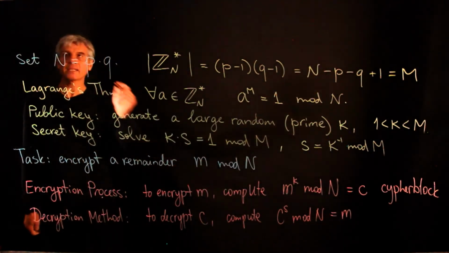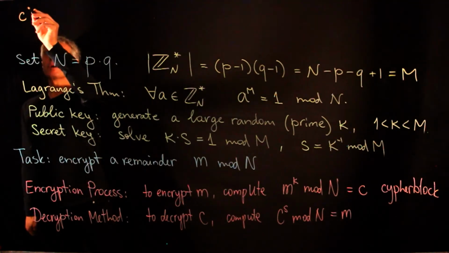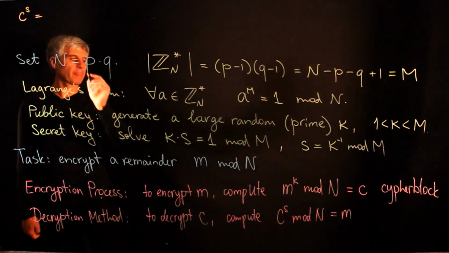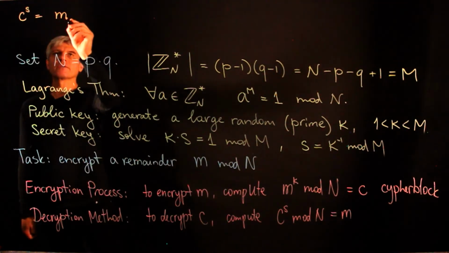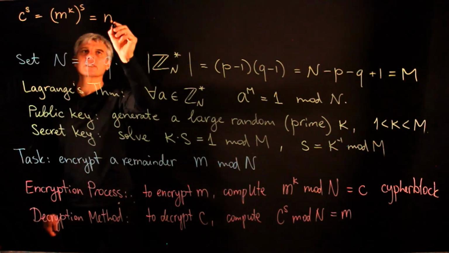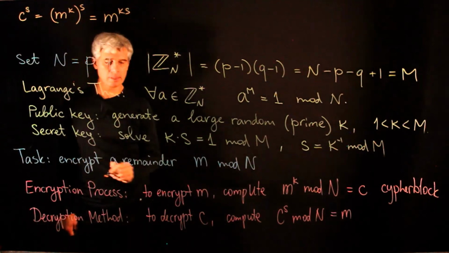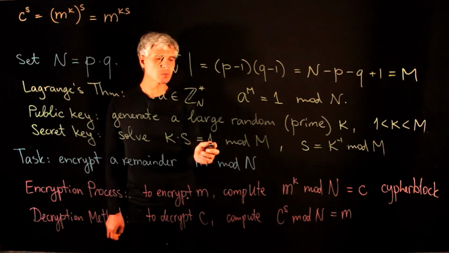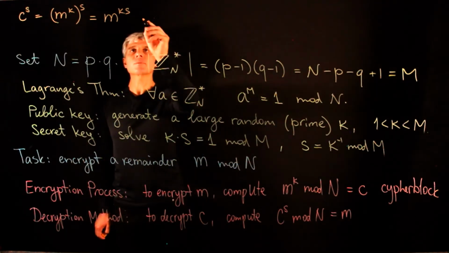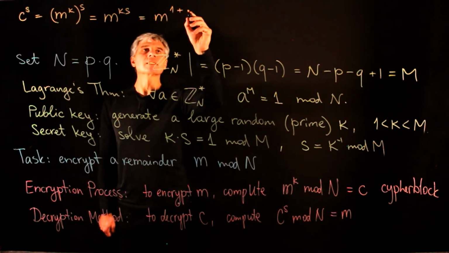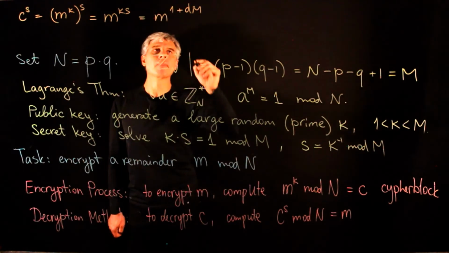All right, so let us look at C to the power s. Well, C is m to the power k. So we have m to the power k to the power s. So this is m to the power ks. But k and s were chosen in such a way that k times s is 1 mod M. So this means that ks can be written as 1 plus d times M.